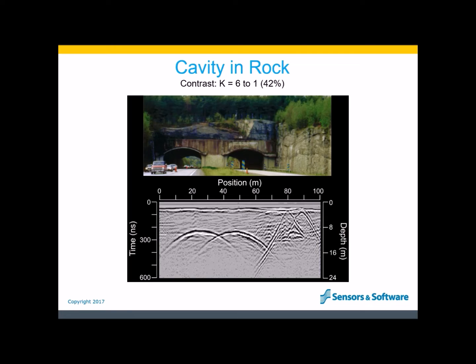Here's an example of this type of reflection. Not exactly a cave, it's a road tunnel, but the results are the same. You can see the strong reflectors from the rock-air interface at the top of the tunnels.